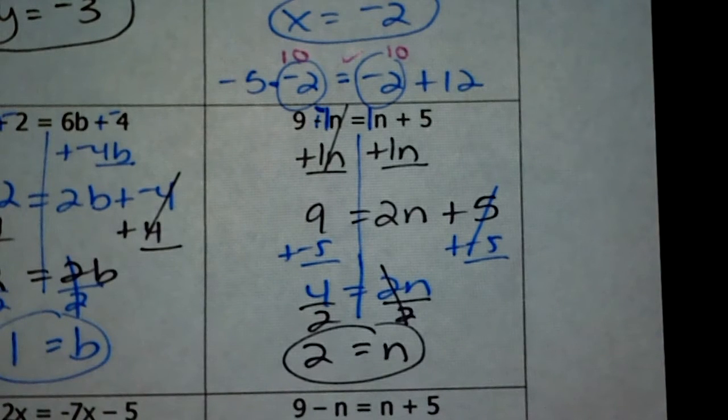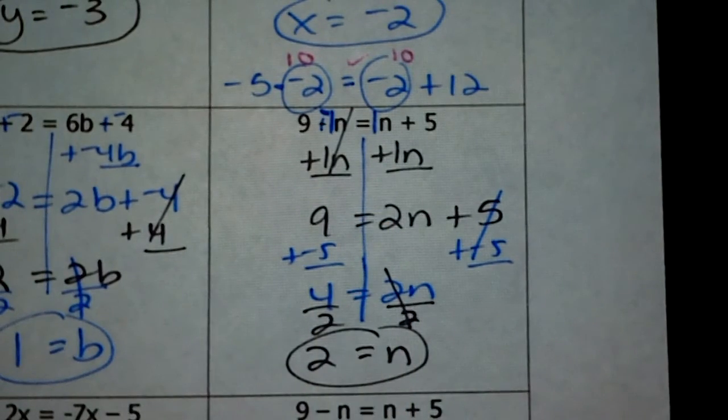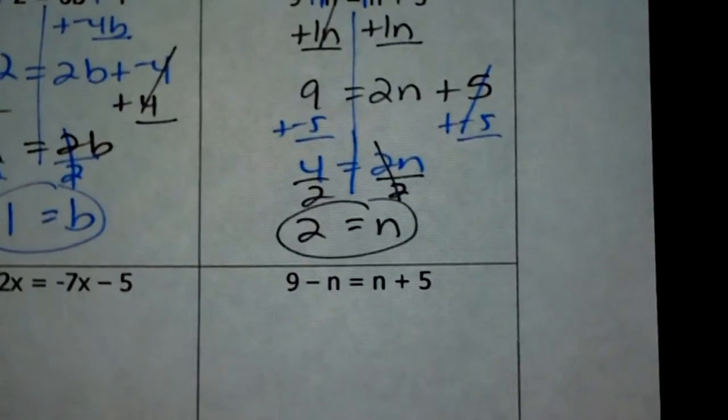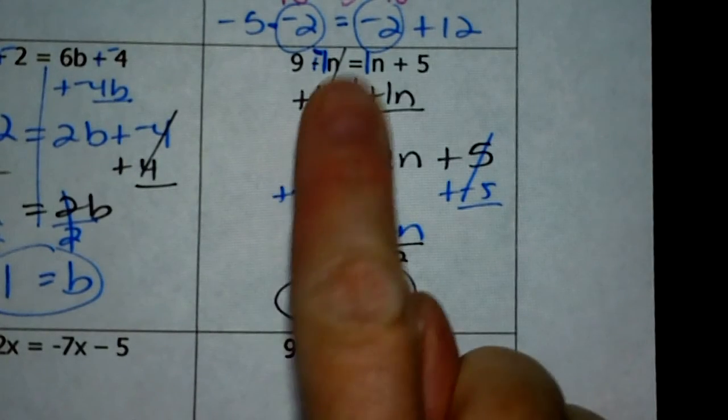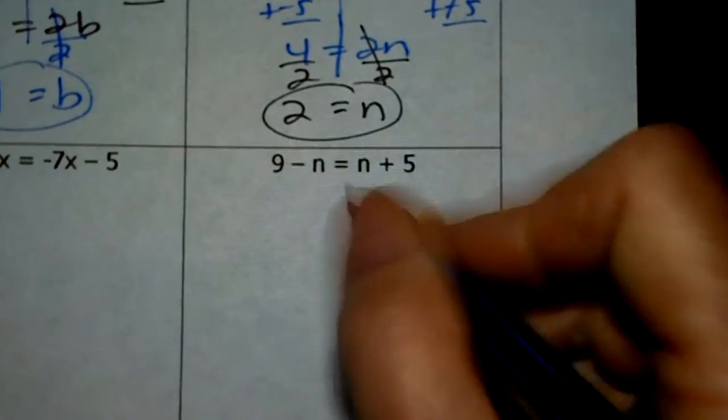Now, if you look directly underneath this example, it's the same exact problem. What I'd like to do is actually go down and do this one next and show you that it really doesn't matter which one you choose to cancel out. So in this equation here, we canceled out the negative 1n, right? This time, we're going to cancel out the positive 1n.